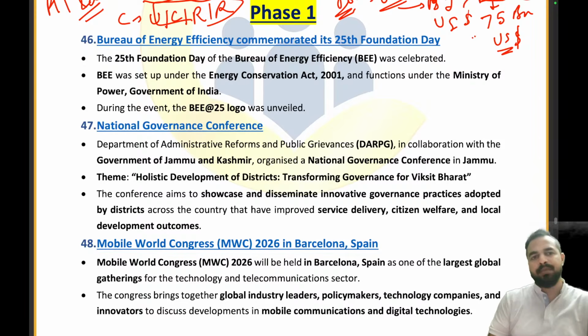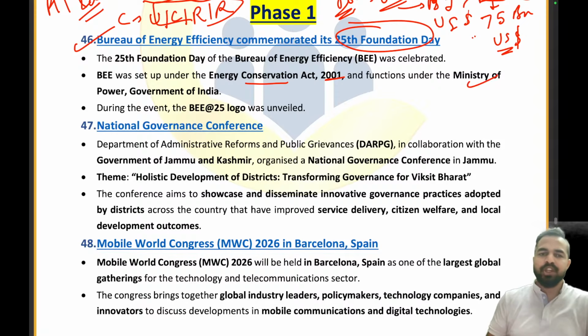The first article, Bureau of Energy Efficiency, I already told you. It commemorated its 25th foundation day. It was set up under the Energy Conservation Act 2001 and functions under the Ministry of Power, Government of India. Because it has completed its 25th foundation day, the B@25 logo was unveiled. That's all from this article.